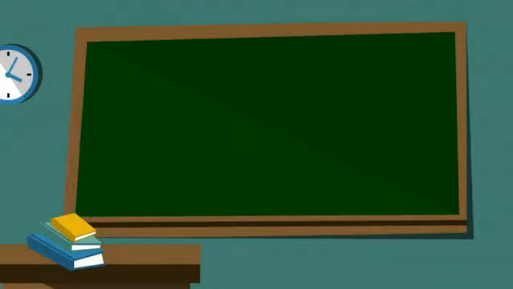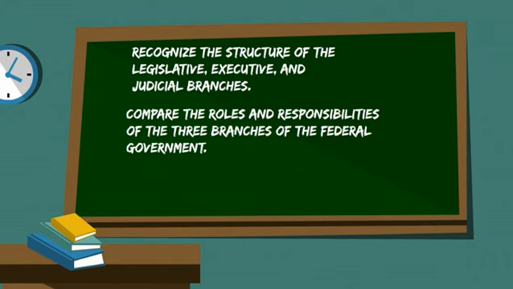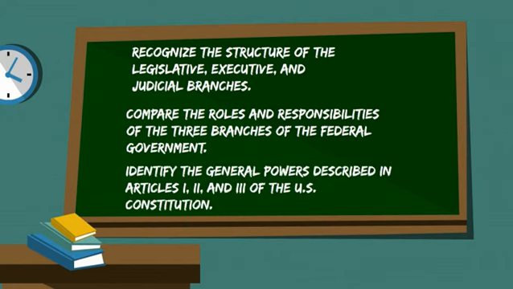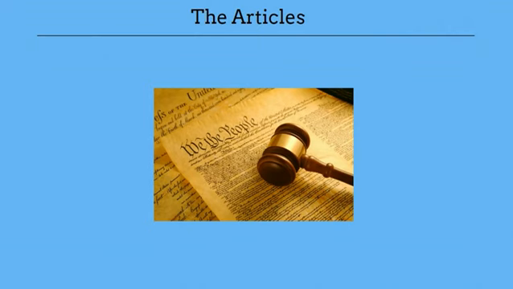After watching this video, you'll be able to recognize the structure of the legislative, executive, and judicial branches, compare the roles and responsibilities of the three branches of the federal government, and identify the general powers described in Articles 1, 2, and 3 of the U.S. Constitution. So let's begin.